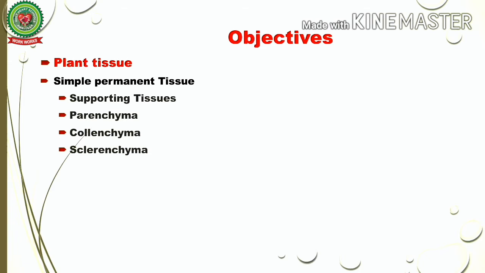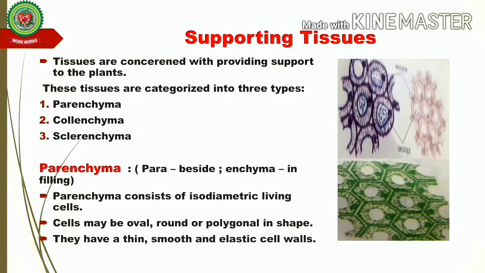Now in this video the learning objectives will be supporting tissues and types of supporting tissue, that is parenchyma, collenchyma and sclerenchyma. Now students, we will discuss supporting tissues. Supporting tissues are the tissues which are primarily concerned with providing support to the plants. These tissues are categorized into three types, that is parenchyma, collenchyma and sclerenchyma.